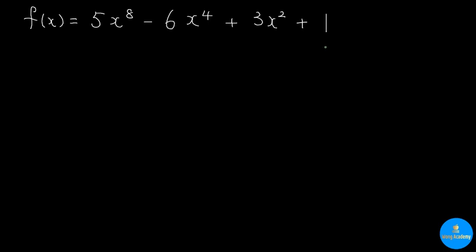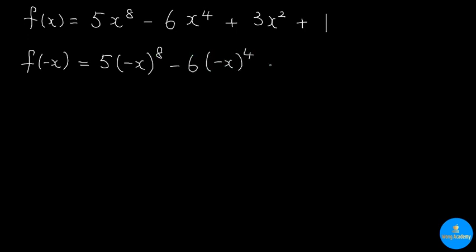How do I find that out? Let's check it by using the definition of even functions. f of negative x is equal to 5 times negative x to the power 8 minus 6 times negative x to the power 4 plus 3 times negative x squared plus 1.